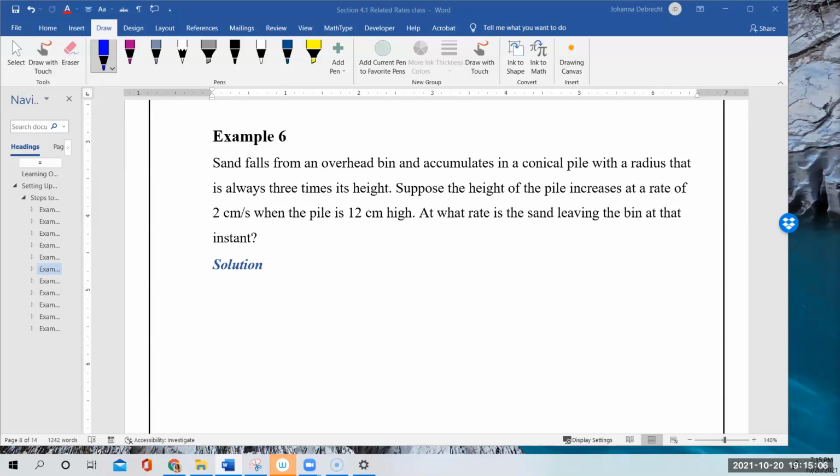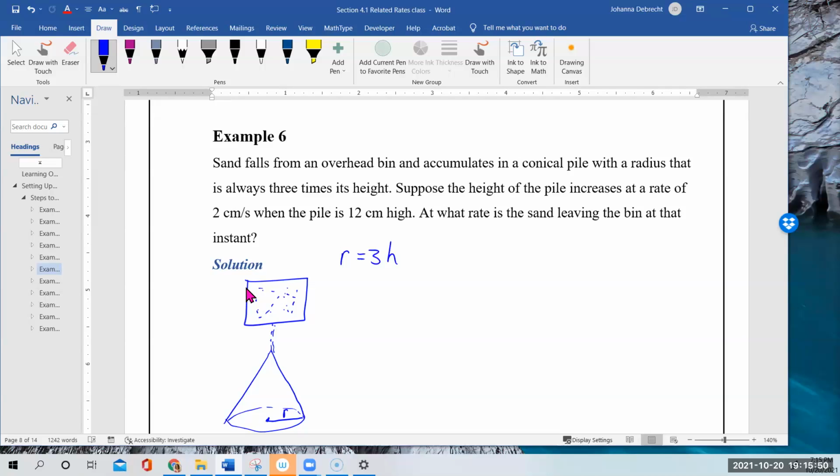From an overhead bin. First thing you ought to do is draw some kind of box that's filled with sand. And accumulates, okay. Well, the sand is falling, okay. And accumulates, piles up, in a conical pile. Okay, so I've got this cone-shaped pile down here with a circular base with a radius. Okay, so I've got a radius of my circle that is always, okay, this means something that's never going to change, 3 times its height.